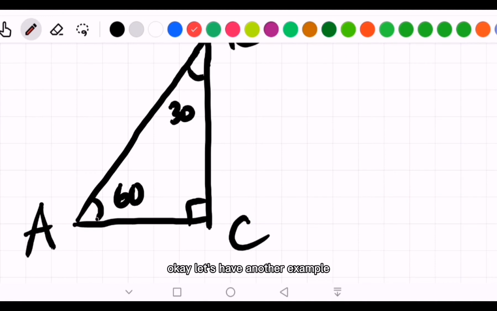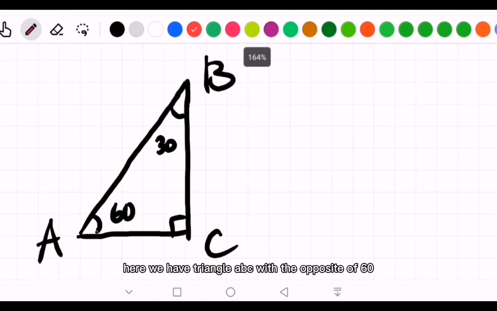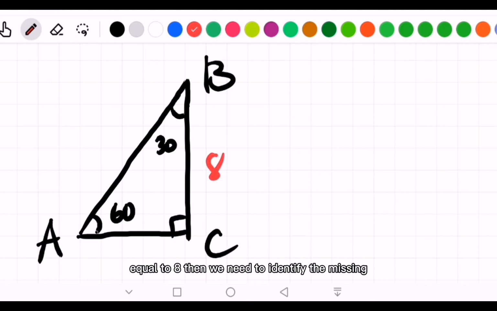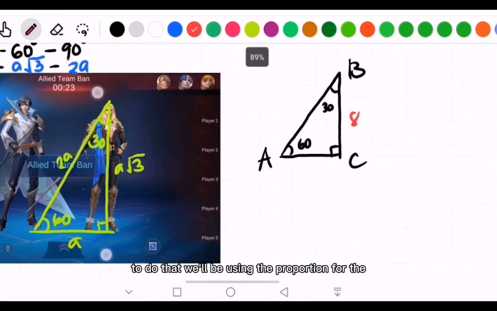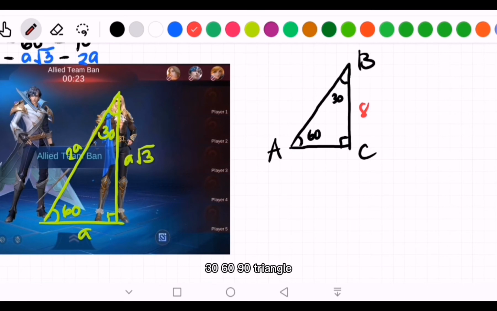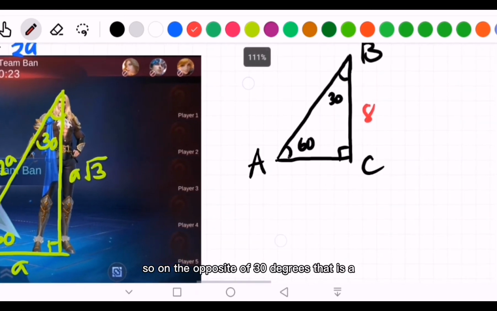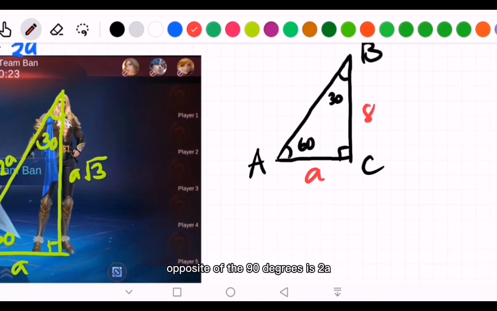Okay, let's have another example. Here we have triangle ABC with the opposite of 60 equal to 8. Then we need to identify the missing sides of this triangle. To do that, we'll be using the proportion for the 30, 60, 90 triangle. So the opposite of 30 degrees is A. The opposite of the 90 degrees is 2A. And the opposite of the 60 degrees is A square root of 3.